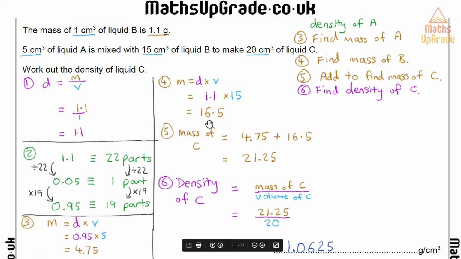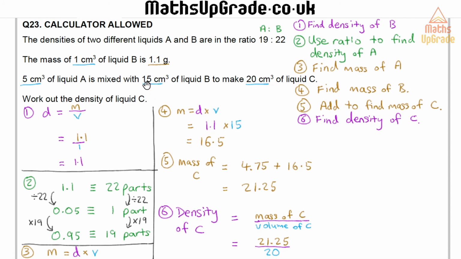Let's do similar for mass of B. Density of B is 1.1, which is what I calculated earlier. The volume of B is given in the question. Multiply them through and I get 16.5.